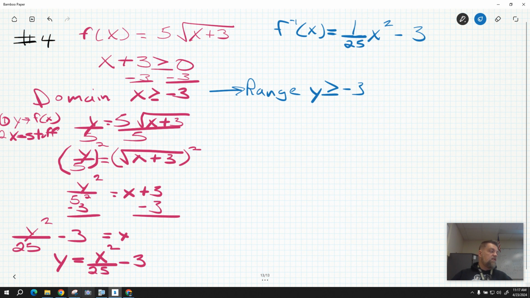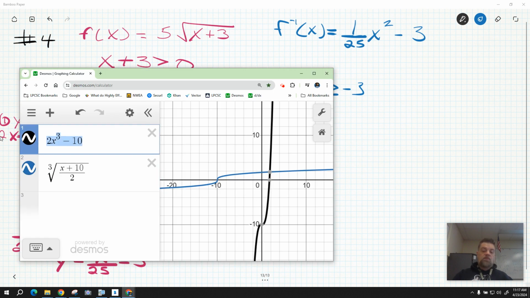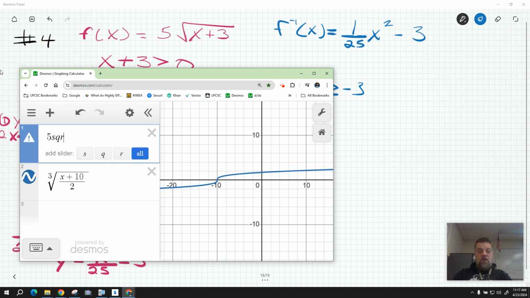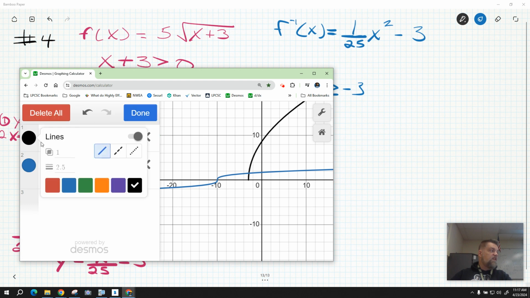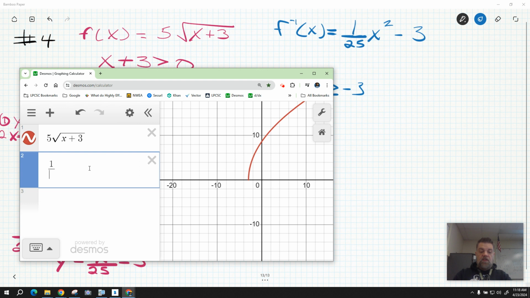So the first thing that we're going to do, or not the first thing, let's just double check and make sure it's the inverse. So I'm going to come in here and I'm going to type in 5 times the square root of x plus 3. I'm going to change that to my red color now because I'm being fancy. Alright, and then down here, I'm going to say 1 divided by 25 times x squared minus 3.